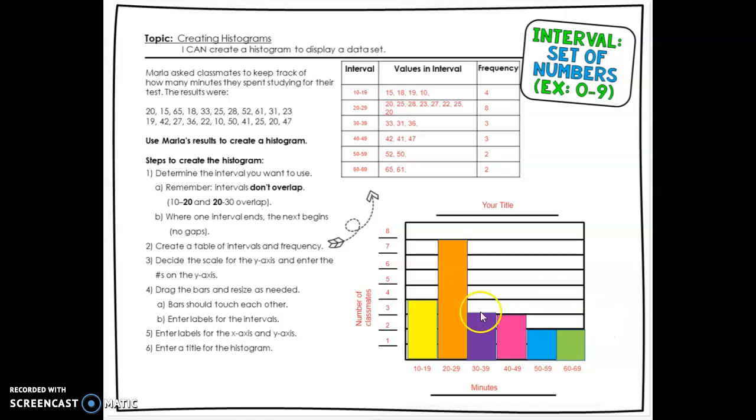Okay, so what we have done is we have created our histogram, and the very last thing we need to do is we check to make sure everything's labeled. So minutes is here, number of classmates is here. The actual title of this graph will be the number of minutes spent studying.